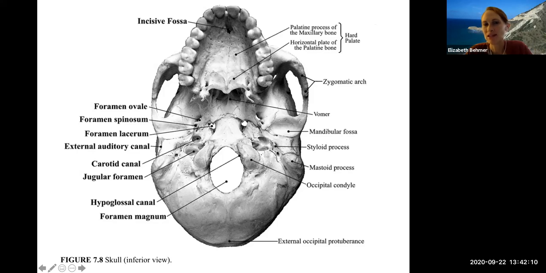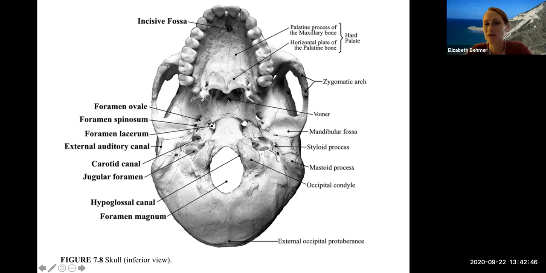You have an incisive fossa, which is a hole right behind your incisor teeth, which are your front teeth here. And the hard palate is made up of this palatine process of the maxillary bone and the palatine bone behind it. So this is what makes up the hard palate in the roof of your mouth. Here's the zygomatic arch, which is hard to see from the bottom, but you can feel that arch. If you feel your zygomatic bone and follow it back to your ear, you're touching your zygomatic arch.